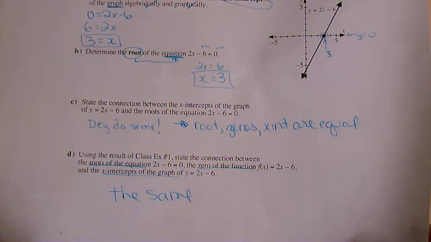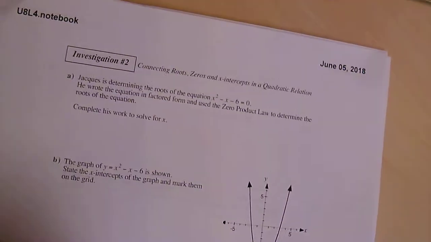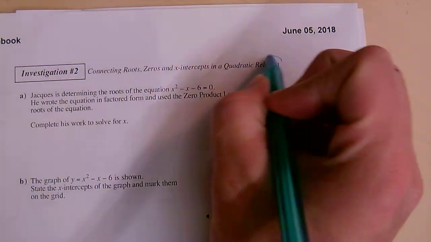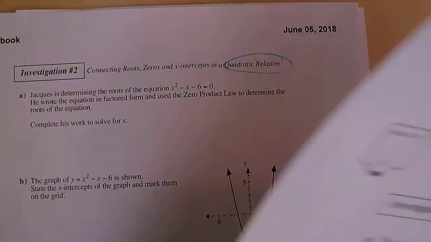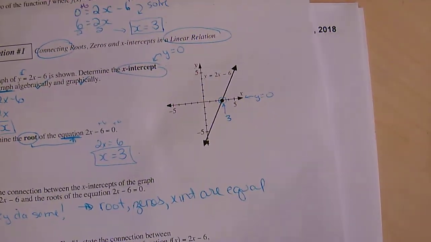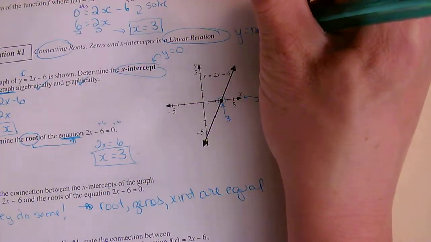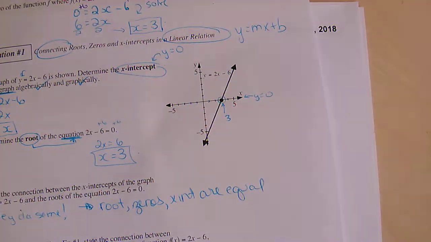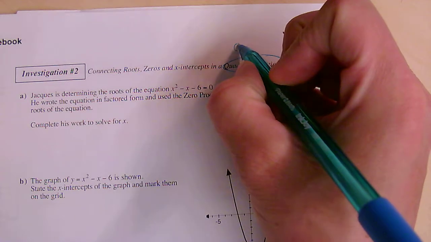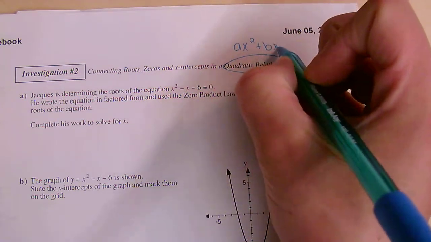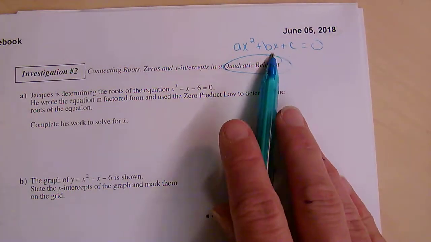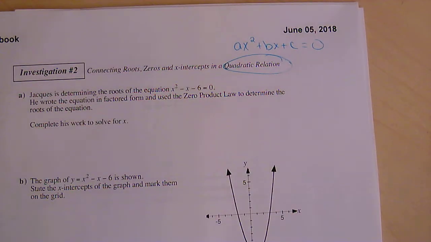Moving on, Investigation 2. We're now going to look at a quadratic relation. This was a linear relation, a line, in the form of y is equal to mx plus b, for example. Now my quadratic relation is going to be in the form of ax squared plus bx plus c is equal to 0 for this first one. There are more ways that you can look at it, but this is the way we're going to do it.